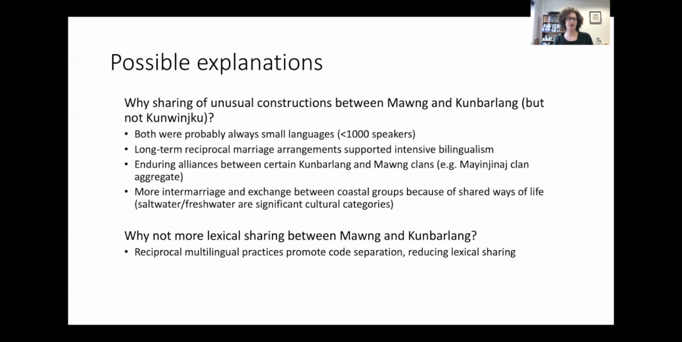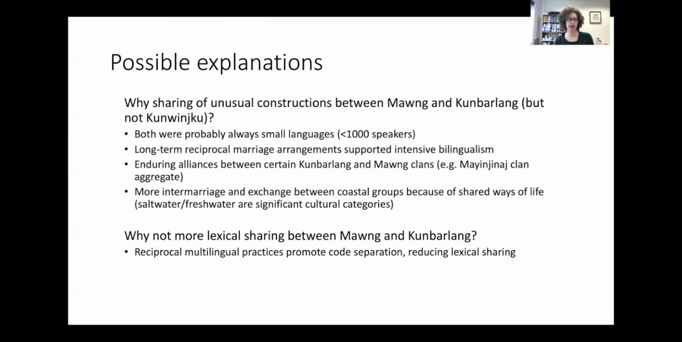So why is there sharing of these constructions between Mawng and Kunbarlang, but not so much Kunwinjku? Both Mawng and Kunbarlang were probably always small languages, less than 1,000 speakers, whereas Bininj Kunwok as a dialect group was probably bigger. Long-term reciprocal marriage arrangements seem to have supported intensive bilingualism, just based on what happens now, and also when people talk about their parents and grandparent generation and how marriages were arranged and the languages that they used.